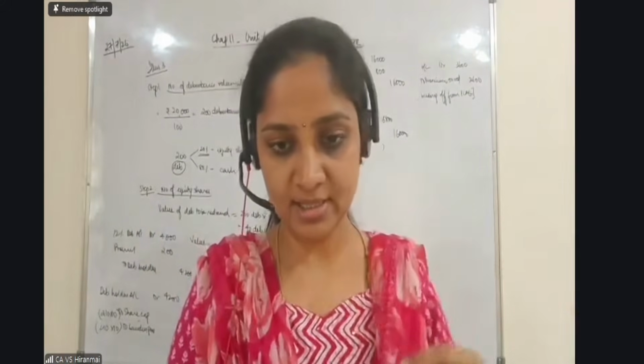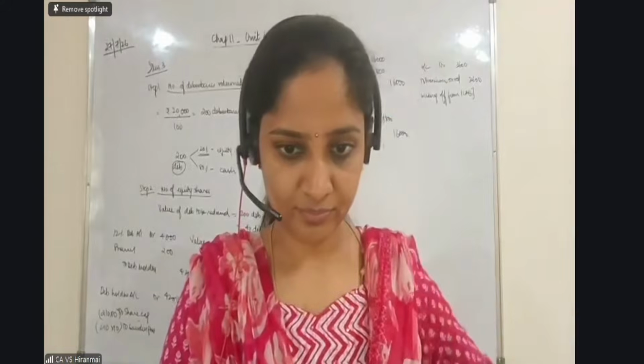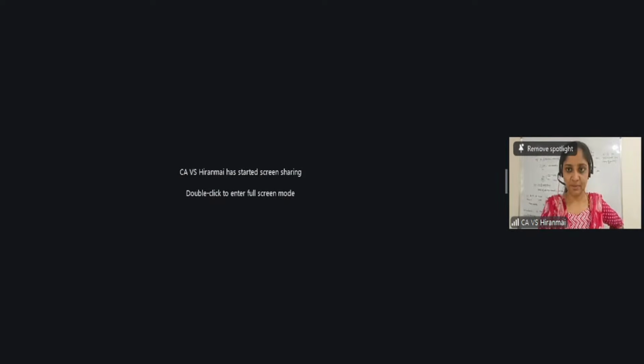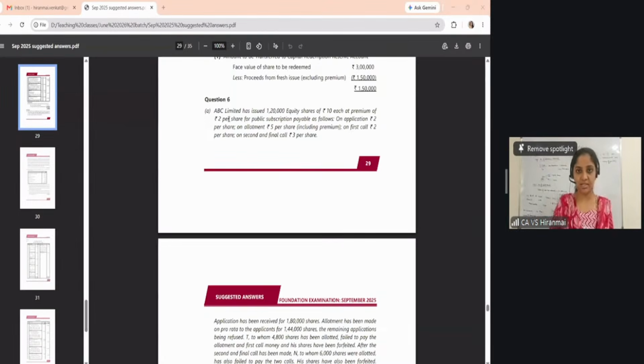So let us go ahead and see the September paper attempt, wherein this particular question number 6: ABC Limited had issued 1,20,000 equity shares of rupees 10 each at a premium of 2 rupees. So 10 plus 2, 12. And it is taken as application 2, allotment 5 including premium, that is 3 plus 2. And then we have first call and second call, 2 rupees and 3 rupees respectively. Over. Now come to the next point.